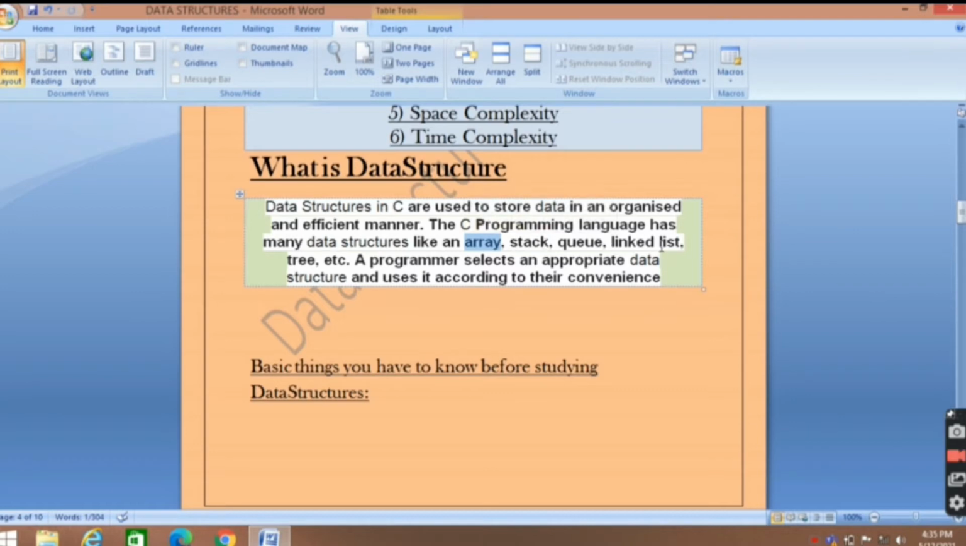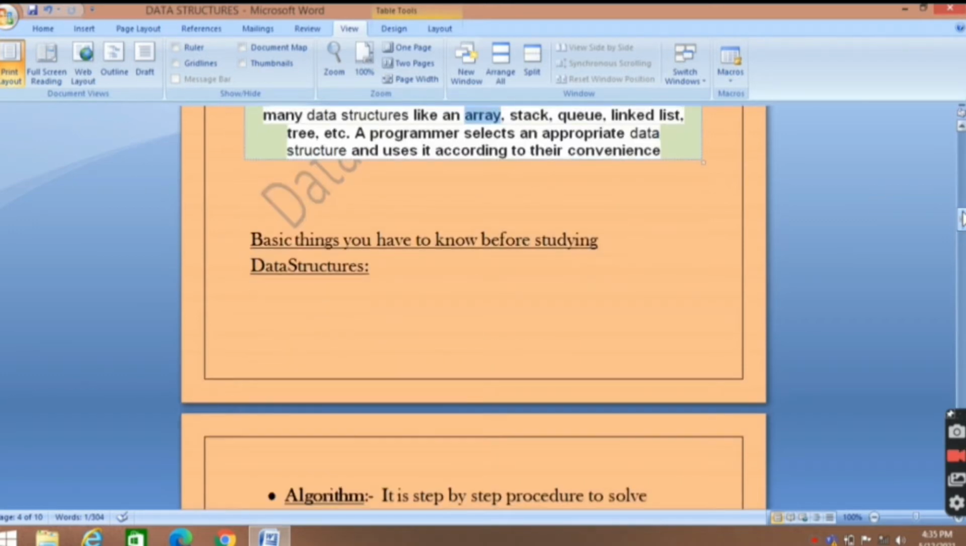And stack, queue, linked list, these you will learn in your later classes of data structures. Simply we can say that data structures is used to store data in an organized and efficient manner so that we can use it whenever we want, easily and efficiently. Okay, let's go to the basic things you have to learn before studying data structures.